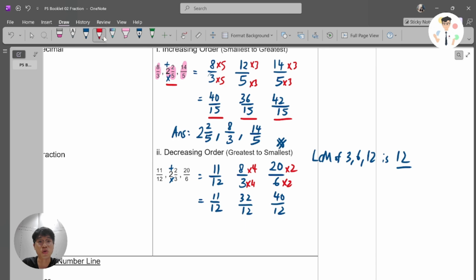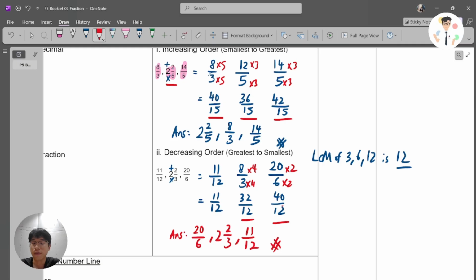And I know the greatest is this one, so I write back the original one, which is 20 out of 6. And next we have this one, so it will be 2 out of 3. And last but not least, we have the smallest here, which is 11 out of 12. Yes, and you are done for decreasing order.